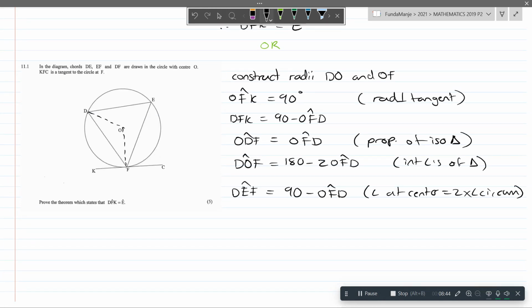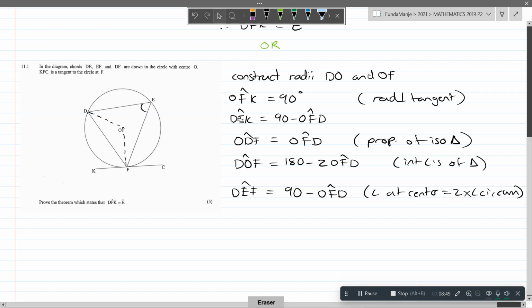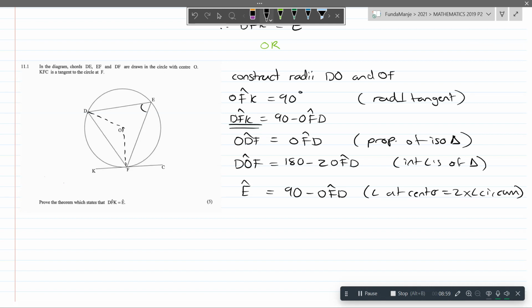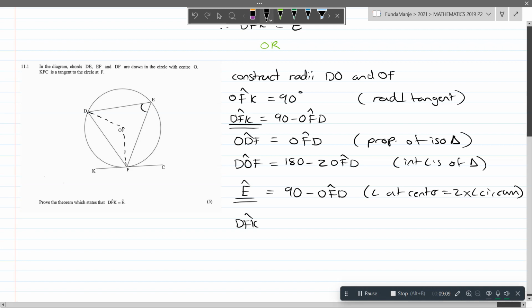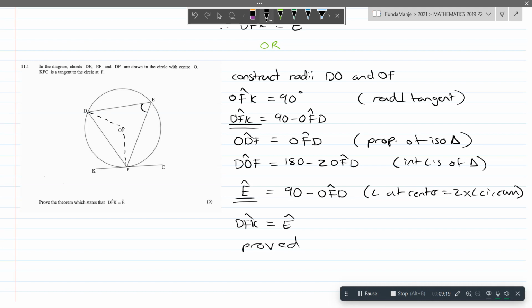So here you can see clearly that we've expressed DEF, which is basically E, if you want to think of it that way. In that notation, this is just E is equals to 90 minus OFD, and we already have DFK as equals to 90 minus OFD. Now we have E is equals to 90 minus OFD. Then this means that DFK is equal to E, and that is then proved. And those are the two ways in which you can prove this theorem.